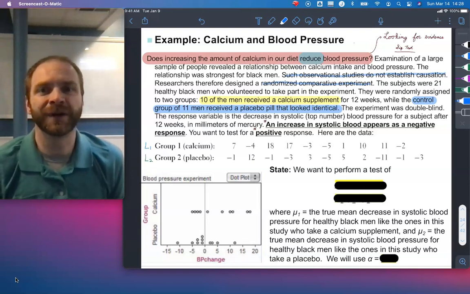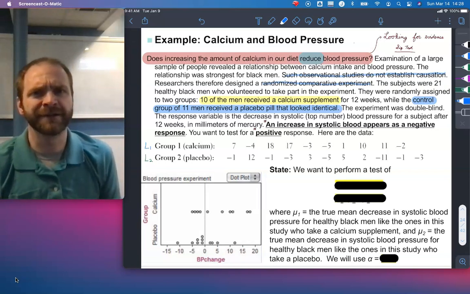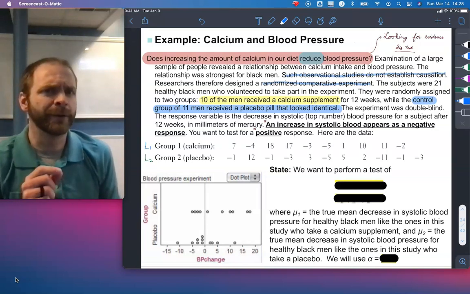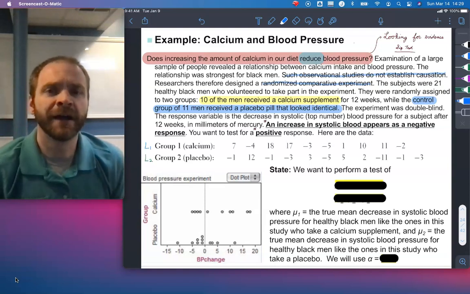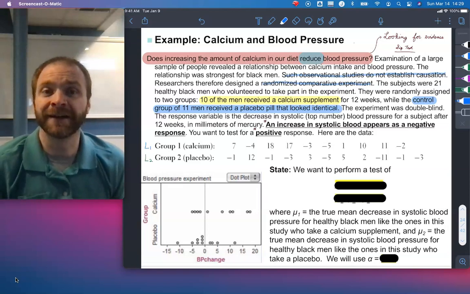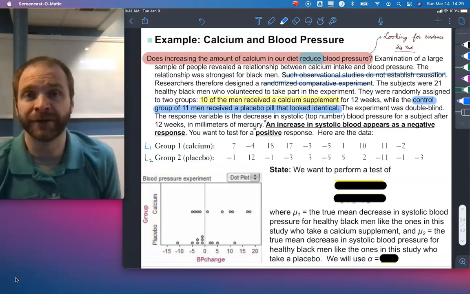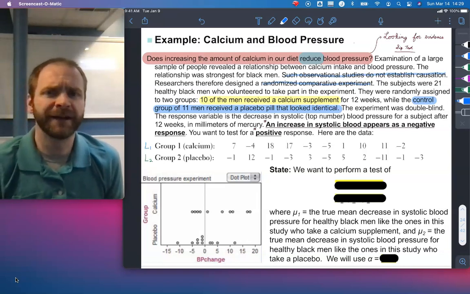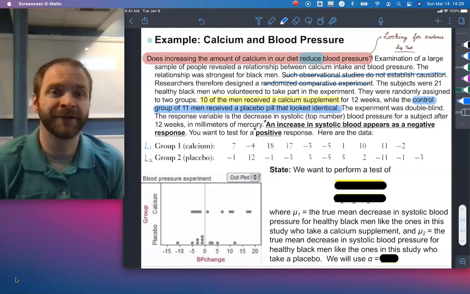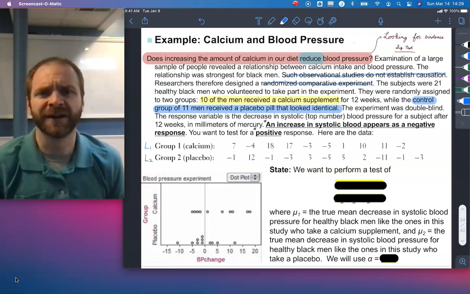The subjects were 21 healthy black men who volunteered to take part in the experiment. Wait for it though. They were randomly assigned to 2 groups. So good, the random condition was met. 10 of the men received a calcium supplement for 12 weeks, and 11 of the men received a placebo pill that looked identical, so they couldn't tell. The experiment was double-blind. The response variable is the decrease in top number blood pressure for subject 12 weeks, which is measured in millimeters of mercury, of course.